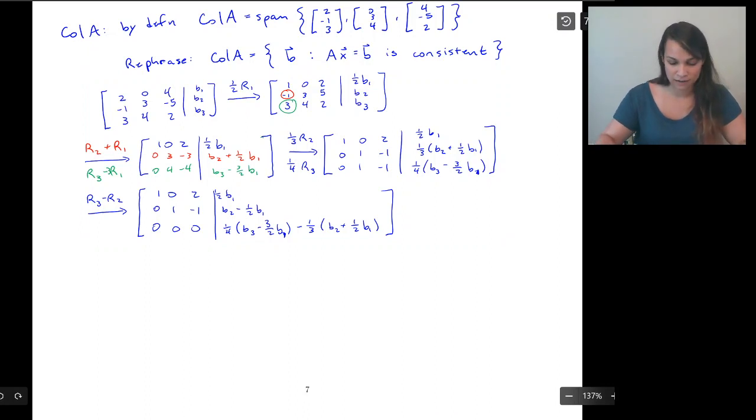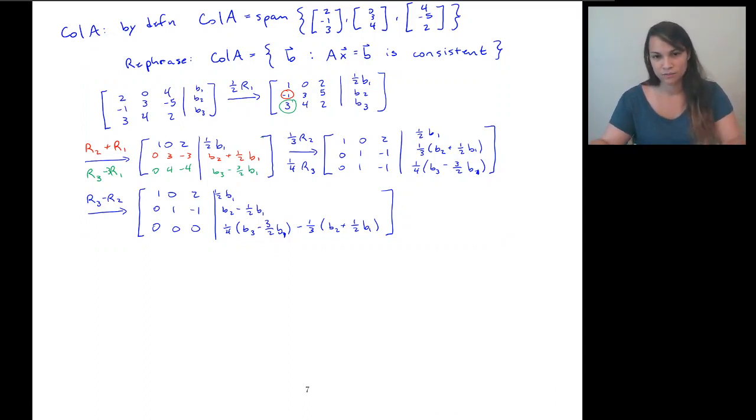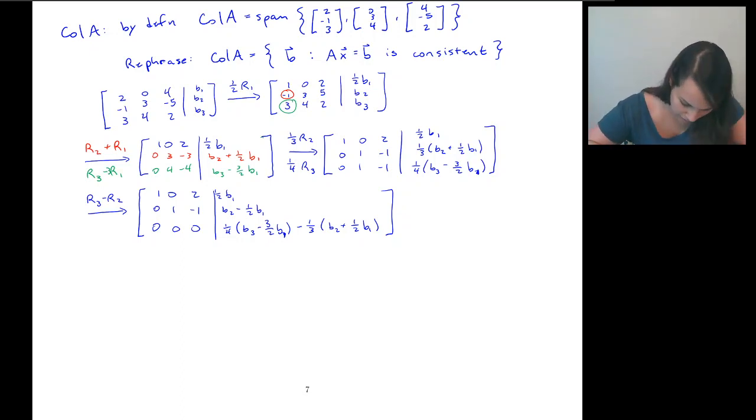We know that if this bottom row has a pivot point there in the right-hand column, we don't have a solution. So in order to have a solution, we need that to be 0. Okay, that's the new goal: we want this terrible thing to equal 0. We can do that.